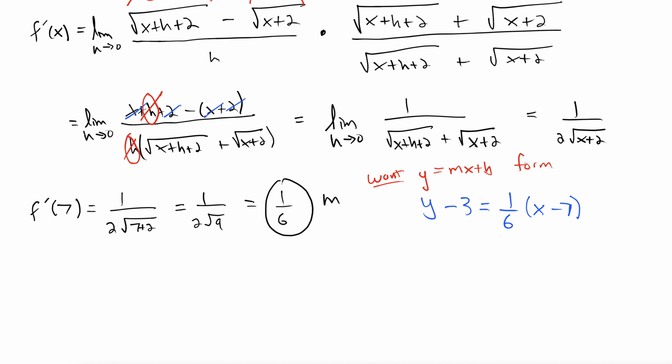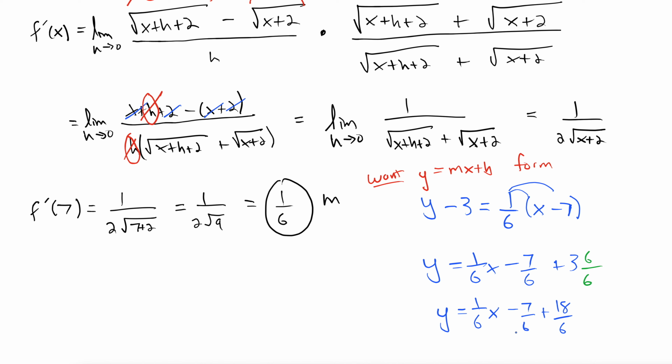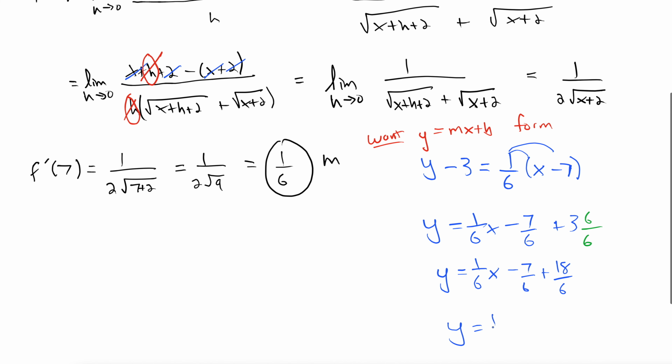Okay, so it's just a relatively straightforward algebraic manipulation from here. Let's see, y equals, I'm just going to distribute this 1/6 through and add that 3 to both sides. So 1/6 x minus 7/6 plus 3. Let's grab a common denominator here to take care of that 3. We'll go 6 over 6. So that gives us y equals 1/6 x minus 7/6 plus 18/6, which gives us a final answer of y equals 1/6 x plus 11/6. There is the equation of the line tangent to that graph at the point x equals 7.